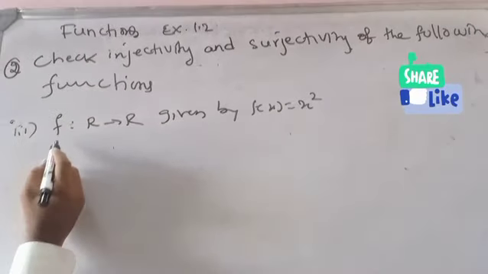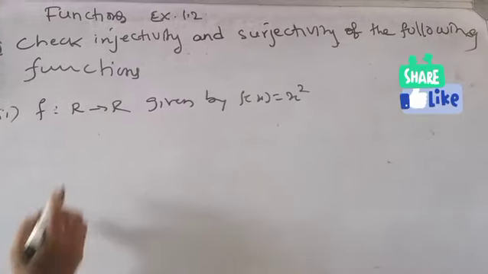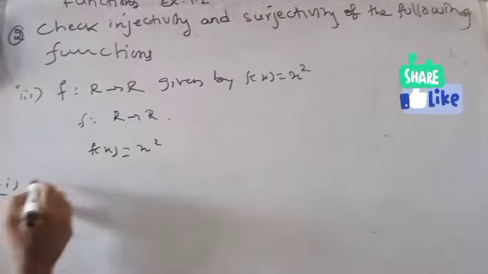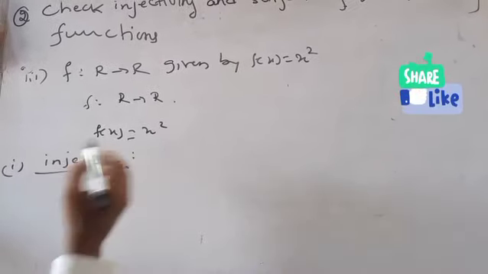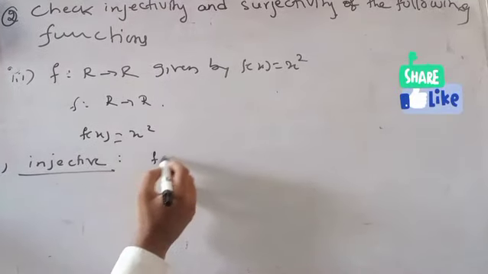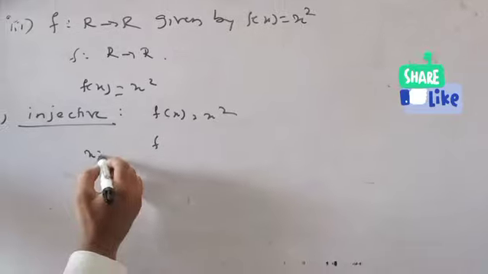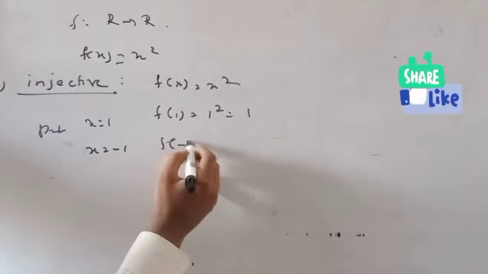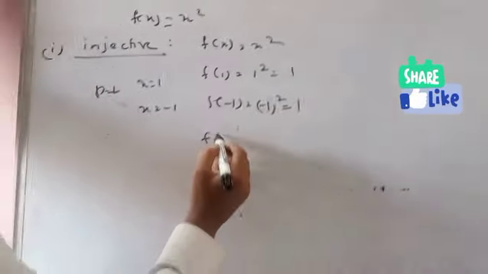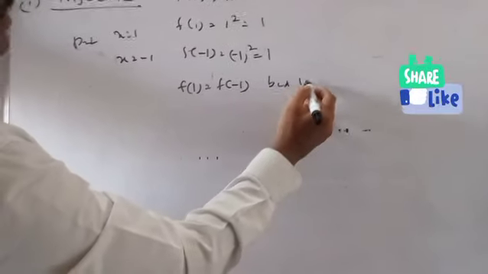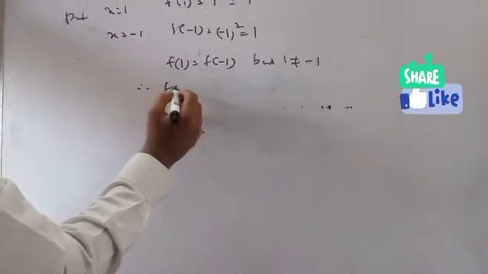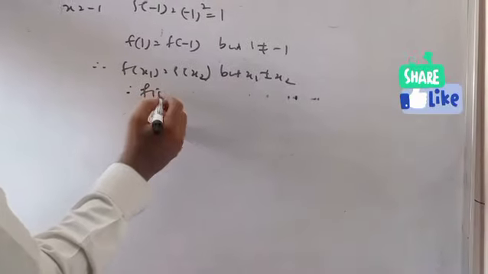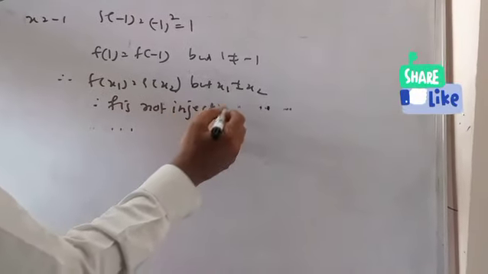Next, problem number 3: f from R to R given by f of x is equal to x square. Here f is from the real numbers to the real numbers. First one is injective function. Put x equal to 1: f of 1 is equal to 1 square, which is 1. Put x equal to minus 1: f of minus 1 is minus 1 whole square, which is 1. F of 1 is equal to f of minus 1, but 1 is not equal to minus 1. This shows that f of x1 is equal to f of x2, but x1 is not equal to x2. Therefore, f is not an injective function.